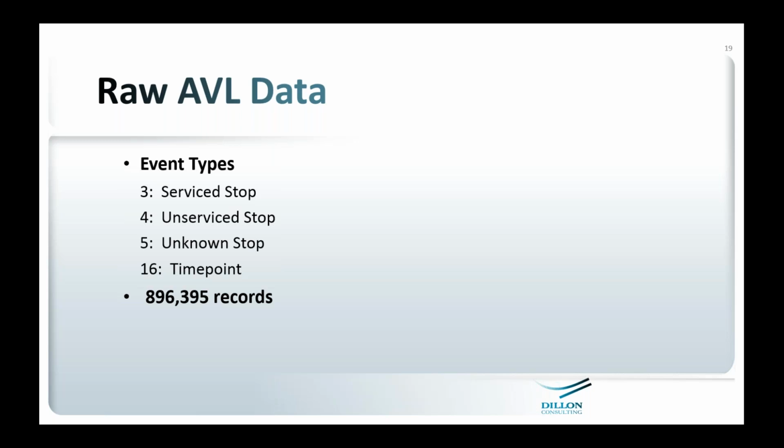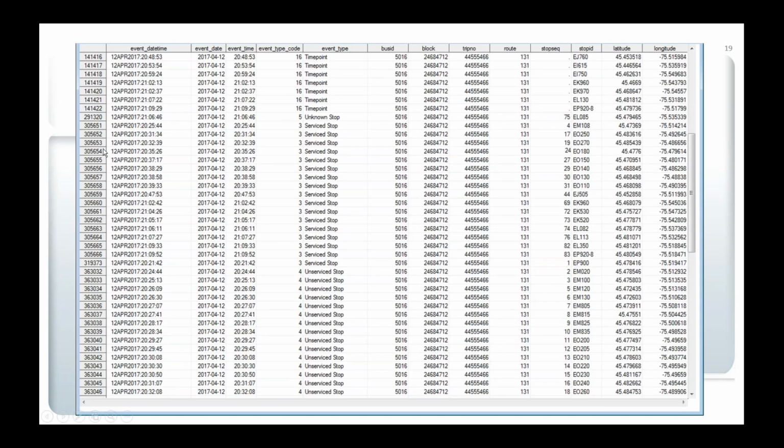So for those 2 days, we had about 900,000 records. And just to give you an idea what the data looks like, there's a timestamp here, which is broken down into the date and the time, the code, the event type, just what we went over. You know what bus it operated on, the trip number it operates on, the route, this is all Route 131. It would identify the stop, the latitude and longitude, and the stop sequence within the trip.